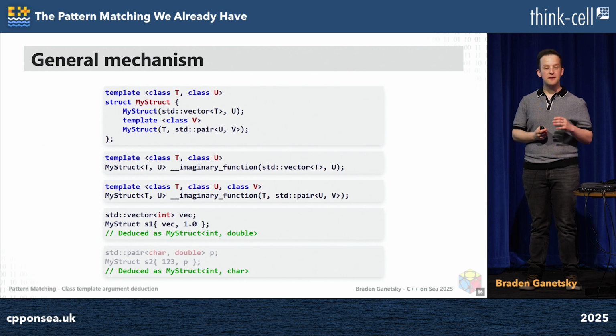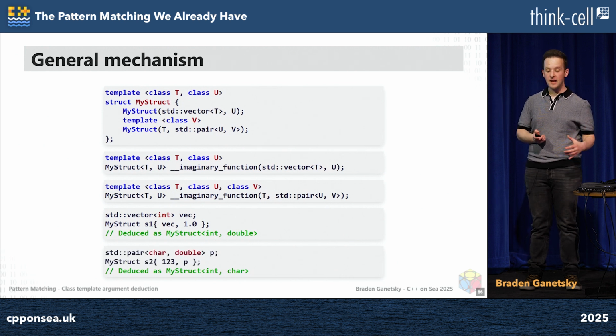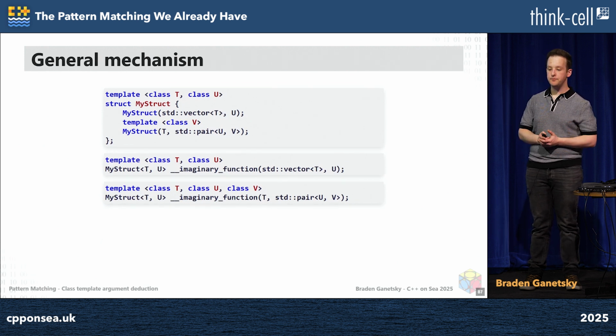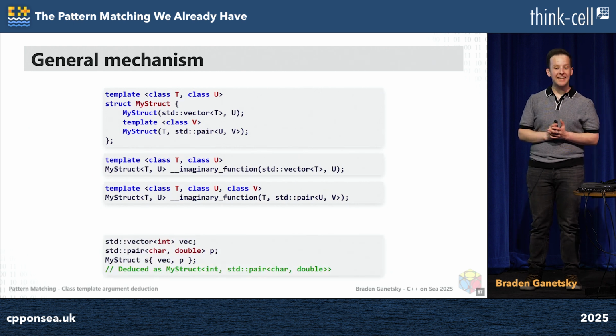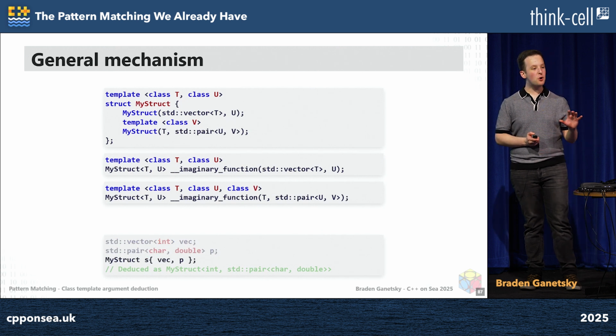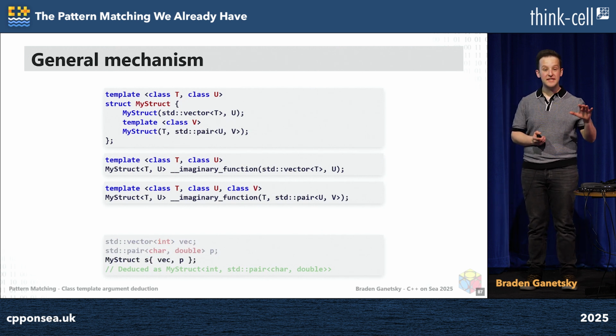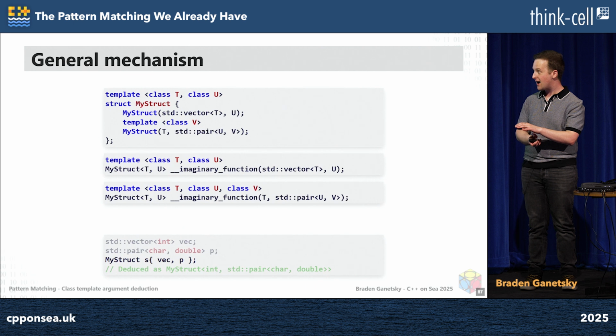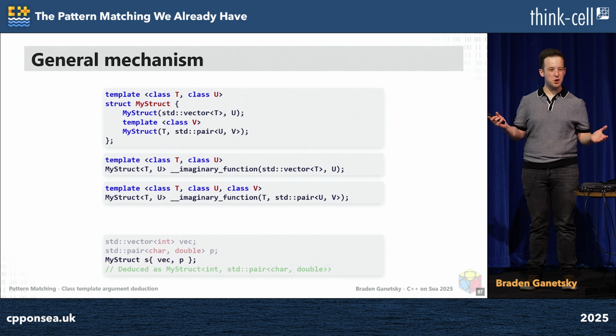This will be myStruct of int, comma, char. But it works just the same. What about if I did something like this? What if I have a std::vector of int, and then I have a std::pair of char, comma, double? If I try creating a myStruct with this vec and this pair, which one does it choose and why?